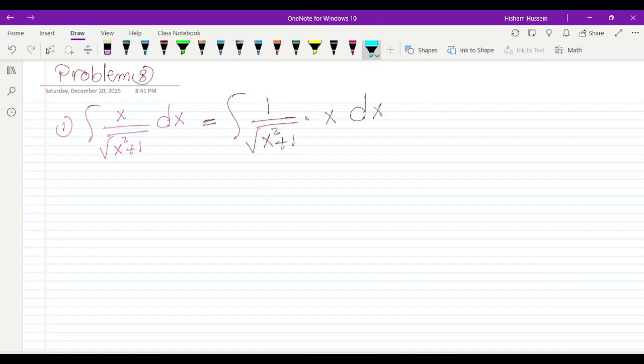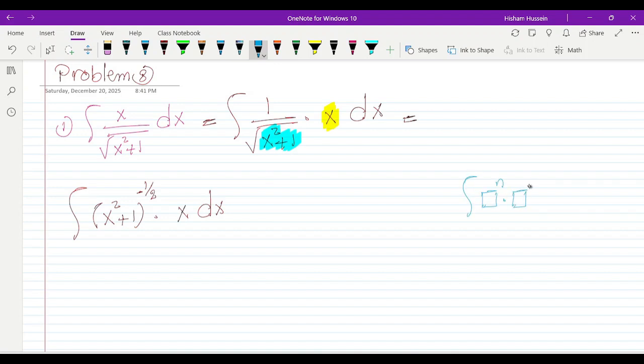This may clarify to some extent where is the function x squared plus 1, where is the derivative of this inner function, which is x. Okay, so now reformulating this function to be integration of x squared plus 1 to the power negative half times x dx. Now we have a function, integration of some function to the power n, and the derivative of this function exists, dx. This equals the function to the power n plus 1, raised the power by 1 and divided by the new power, plus c.